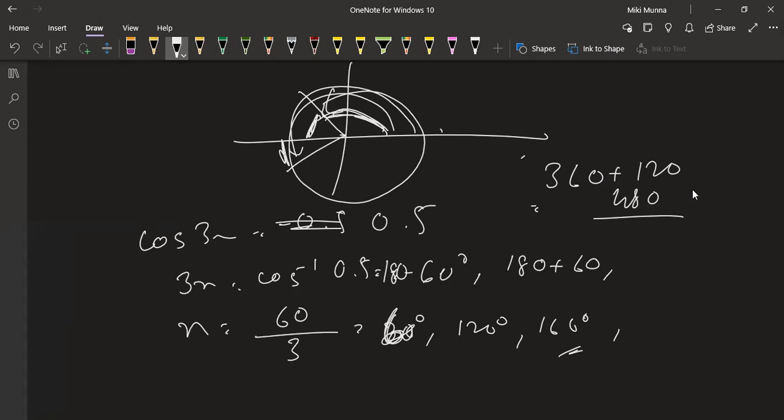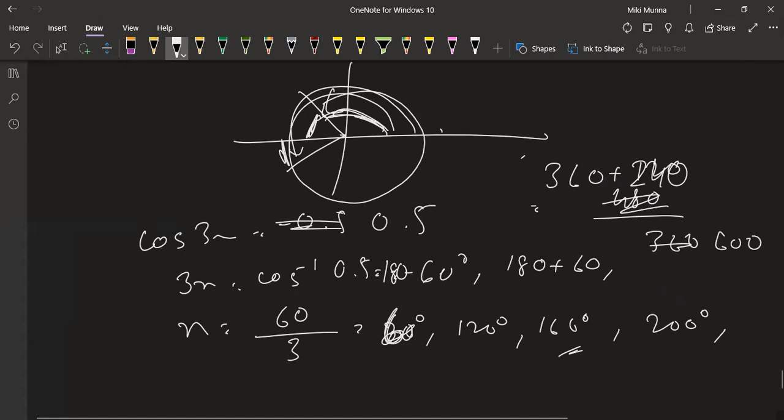If we go further, that means 360 plus, what do we have here? That is 240. 360 plus 240 gives us a value of 600. So 600 divided by 3 means 200. That means we can also take this value. So these are the values we can actually take as a solution.